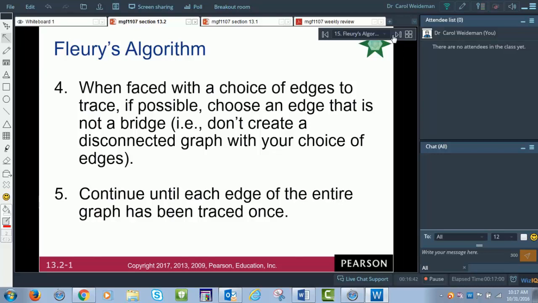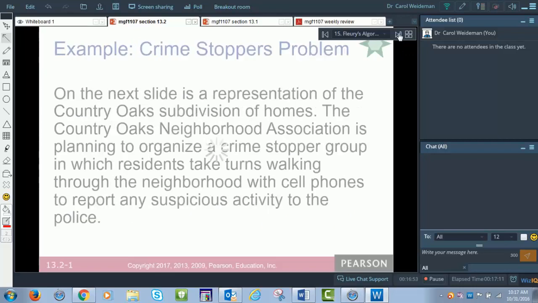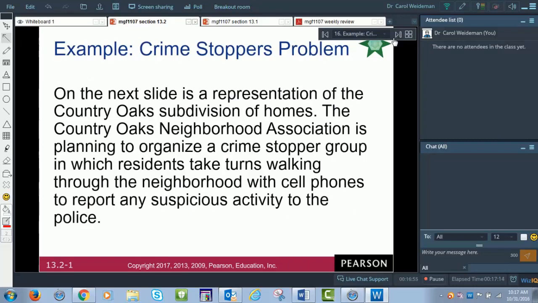When faced with a choice of edges to trace, if possible, choose an edge that is not a bridge. Don't create a disconnected graph, because once you've crossed over that bridge, you can't get back to where you started. Continue until each edge of the entire graph has been traced once.